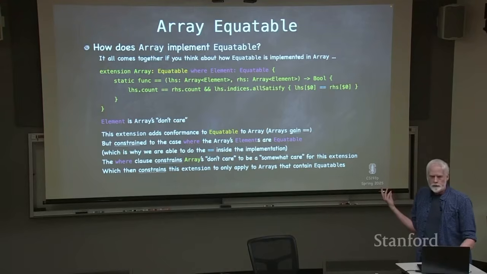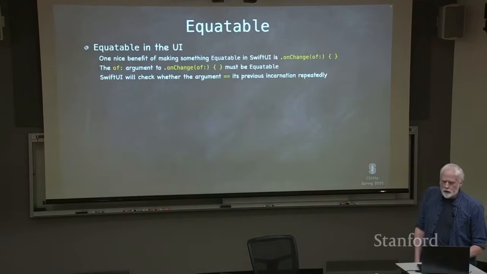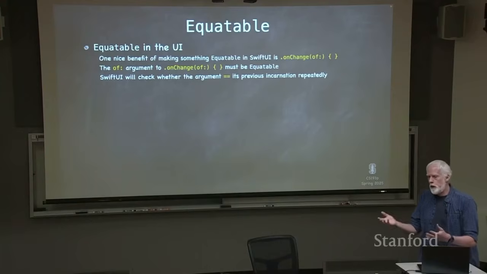Right? Okay. Let's talk about Equatable and using it in the UI, using it in SwiftUI. One of the nice benefits of it is onChange(of:). Right, this thing we saw, onChange(of:). The argument to onChange(of:) is some Equatable.